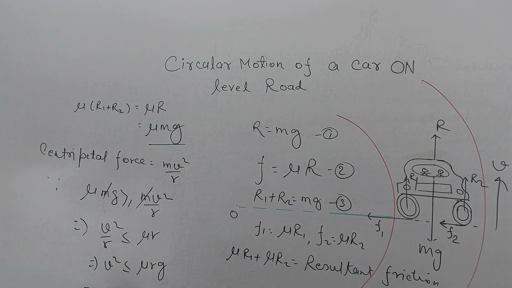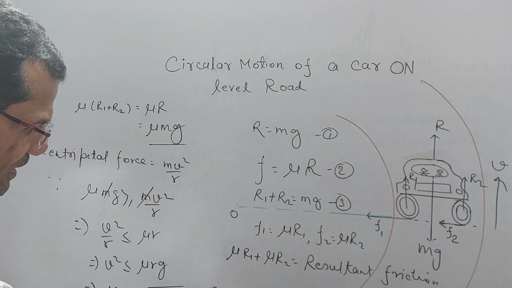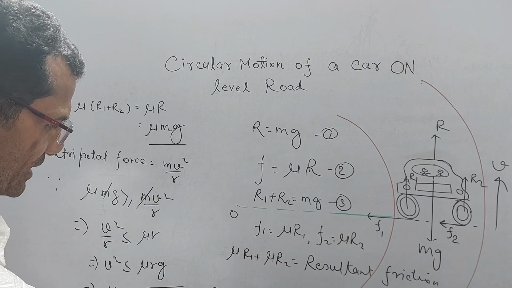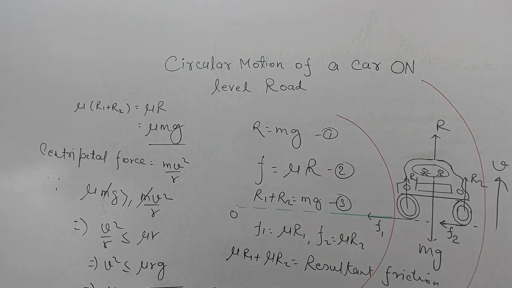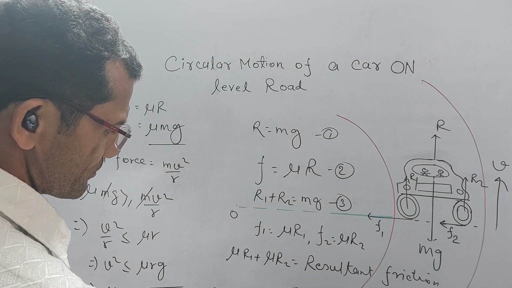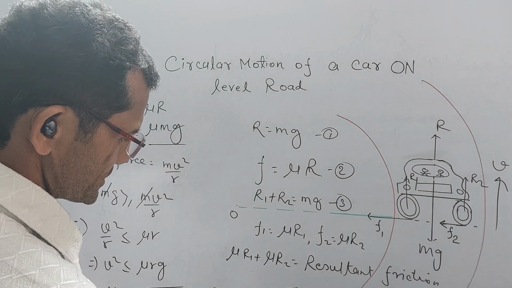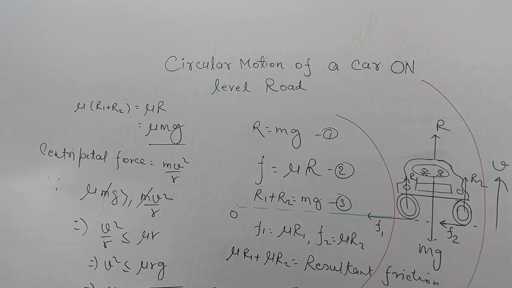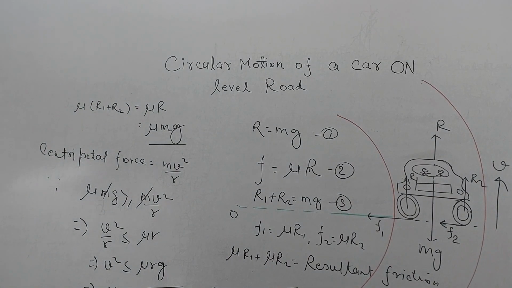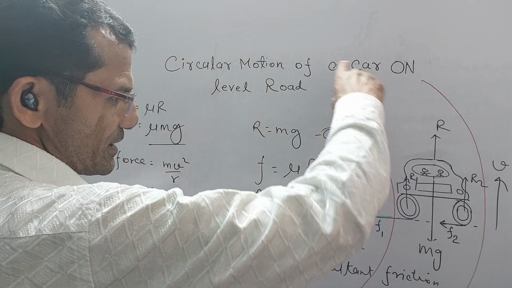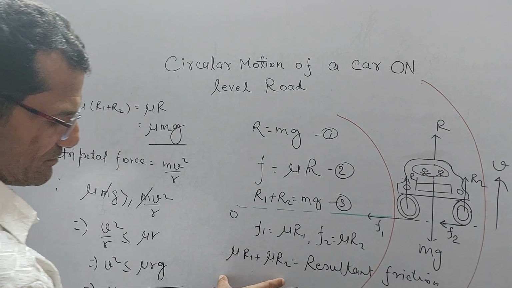From here, if I calculate the value of mu r g, the maximum velocity of a vehicle turning on a circular path should be the square root of mu r g. So this is the maximum limit. This square root of mu r g will be the maximum velocity if the car is not skidding and not overturning at a turning point.